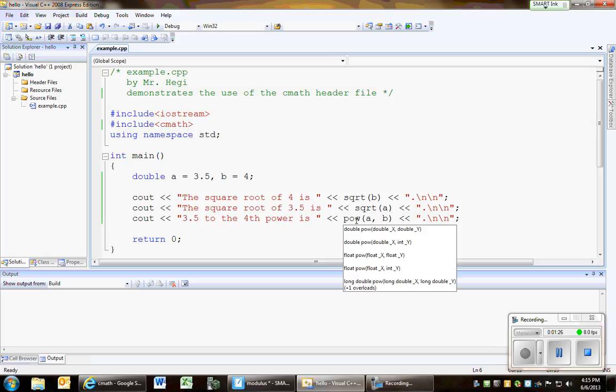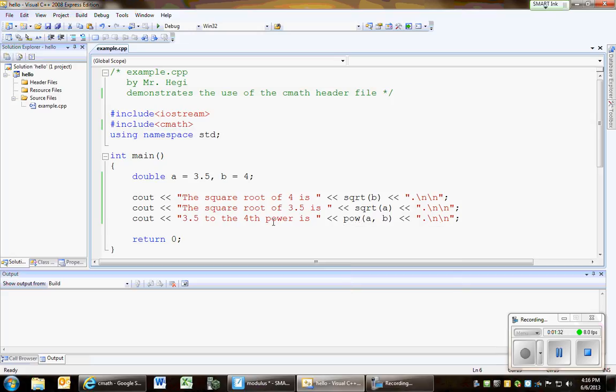The pow function has a few different ways it'll work as well. Combinations of floats, doubles, and ints. Now, what I'm doing here is finding the square root of 4, square root of 3.5. What I do is write SQRT, that's our square root function, and then in parentheses, I put the number I want to take the square root of.